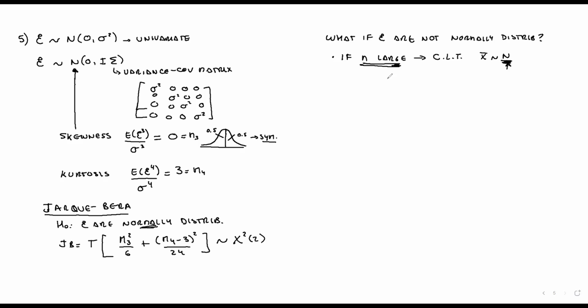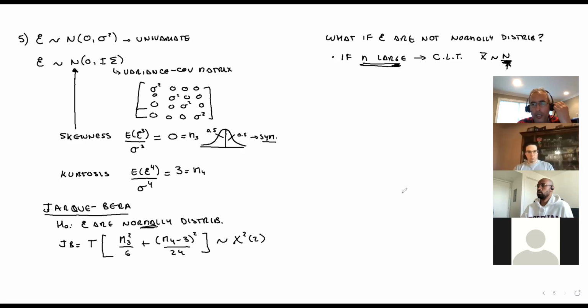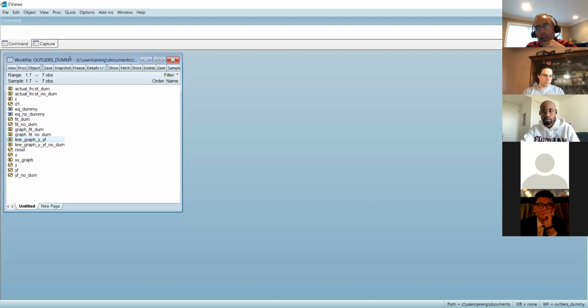Okay, guys, sorry. So let's go and take a look. Can you please open another EViews file? The name of the file is Outliers Dummy. I think I sent you this file just today. Let me share my screen 1 second. So the name of the file, guys, is Outliers Dummy. Do you have it? 30 seconds for everyone taking a look at that.